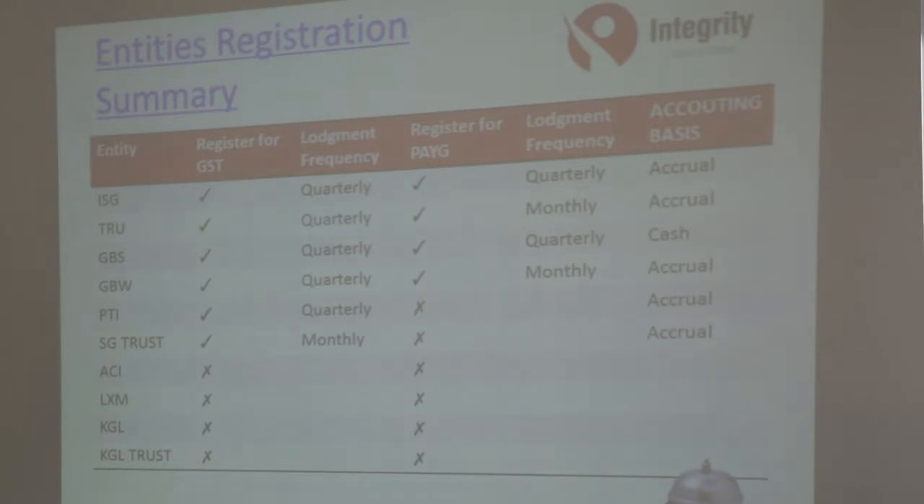The last column here is accounting basis. The administrator or the authorized holder can decide which accounting basis we're using. We'll talk about it later when we do the example.